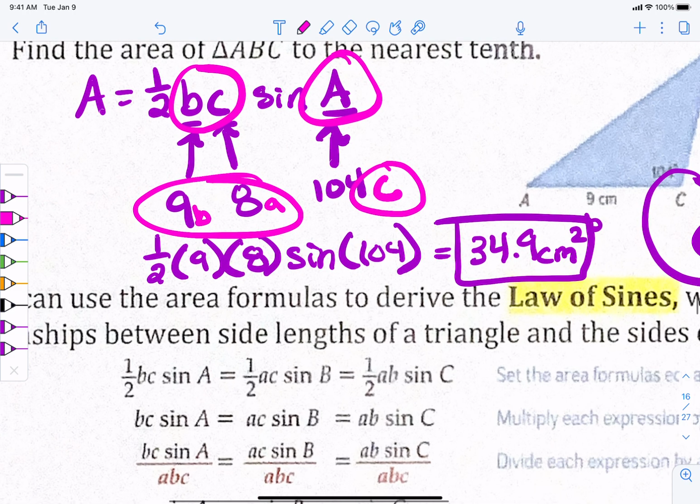So area's not as hard as it looked. It's really not that hard. But this next one is hard. All right, this next one.